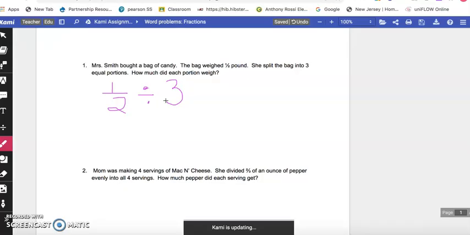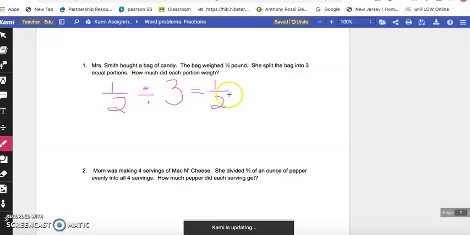Okay? So if we reverse these numbers, we get a very different answer. Because here we have a half a pound divided by 3. If we had 3 divided by a half, we would get a bigger number. Now we're going to get a small number because 1/2 is being divided up. So when we do that, we need to take our 1/2 and think about how we could split that 3 times.